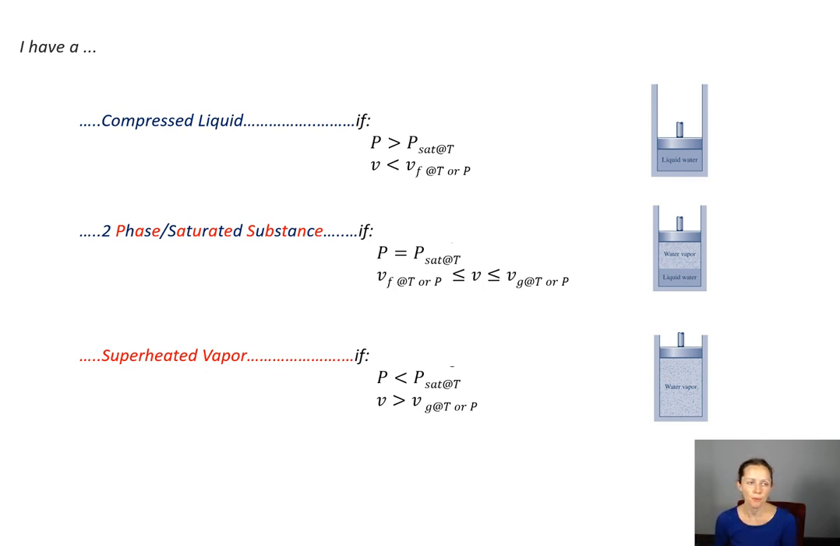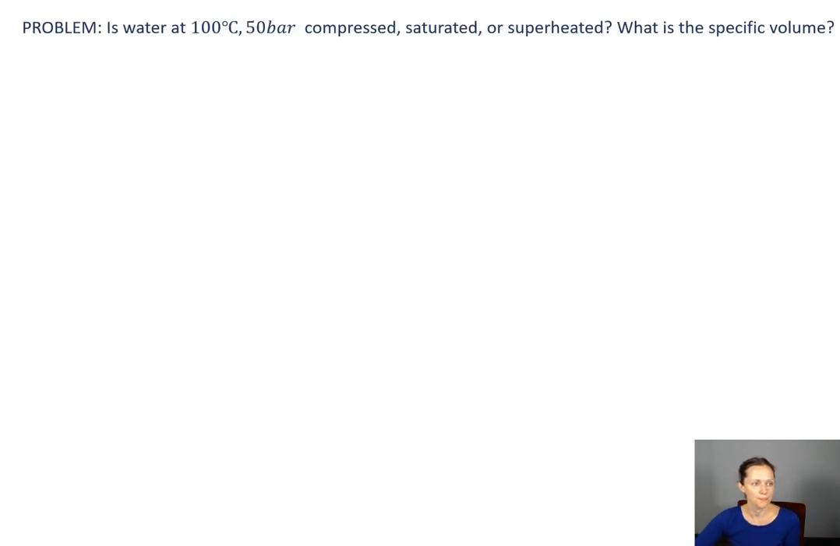The way I remember that is, for a compressed liquid, your molecules are closer to one another than if it were in a gas form, as a superheated vapor. And so I just remember that if my pressure is greater than Psat at T, I could just imagine that greater pressure pushing those molecules closer together into a liquid phase. So however you want to remember it works.